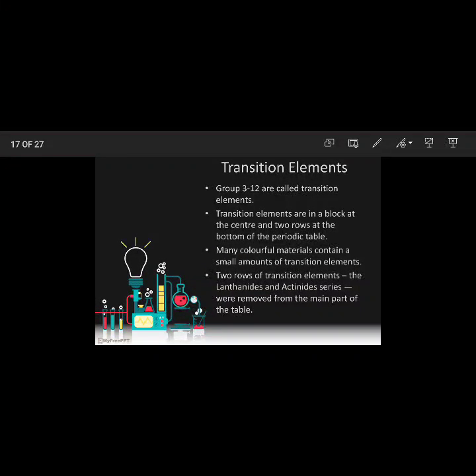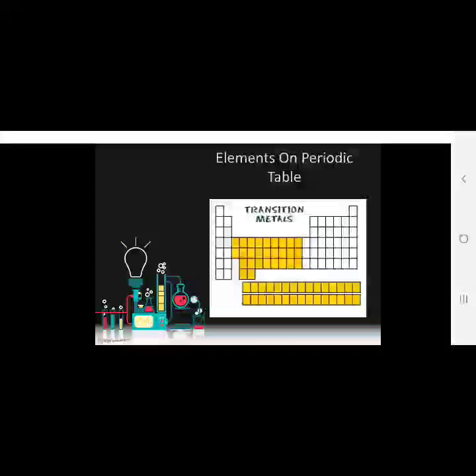The transition metals have the following physical properties in common. They are good conductors of heat and electricity. They can be hammered or bent into shape easily. Their melting points are high, except for mercury, which is liquid at room temperature. They are usually hard and tough. They have high densities. This is the location of transition metals on the periodic table.